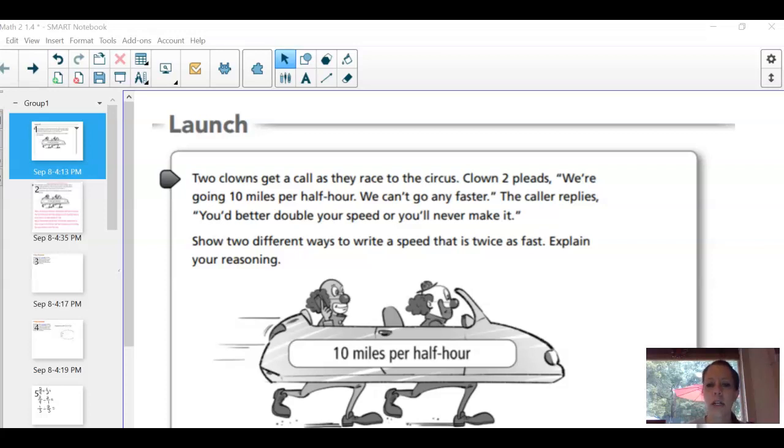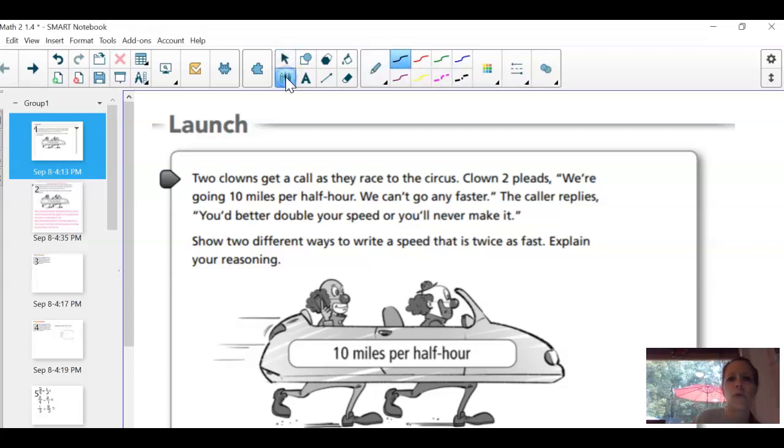Go ahead and try your launch problem. Take a few minutes, talk about it. Remember that you should be in the habit of doing what a strong mathematician does, which is identifying key information. So when it says two clowns can get a call as they race the circus, we're going 10 miles per hour. I'm going to underline that. We can't go any faster. The caller replies, "You better double your speed or you'll never make it."